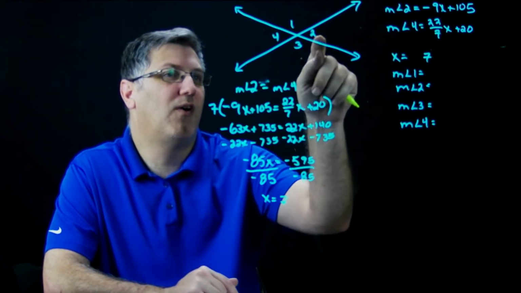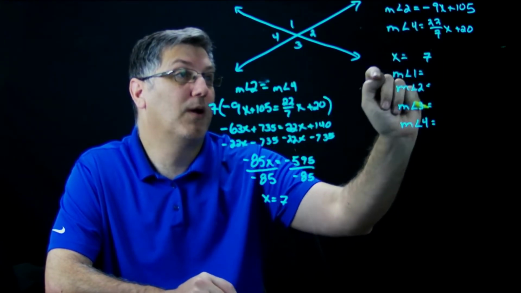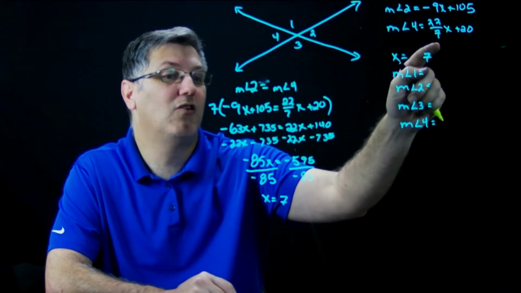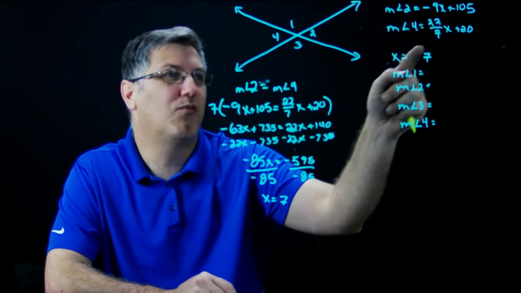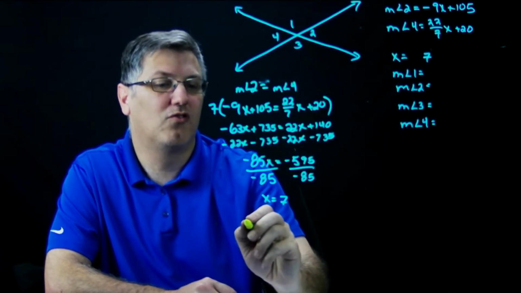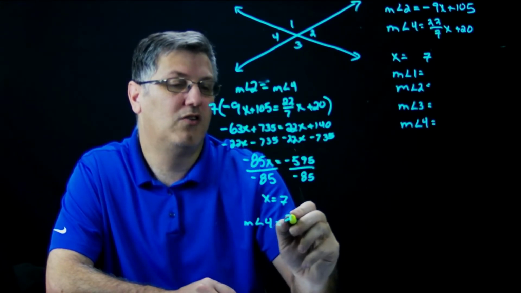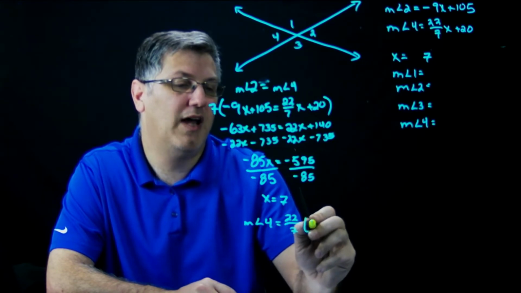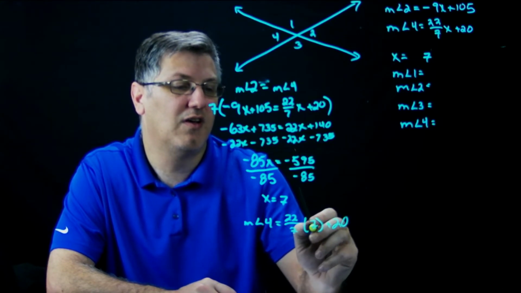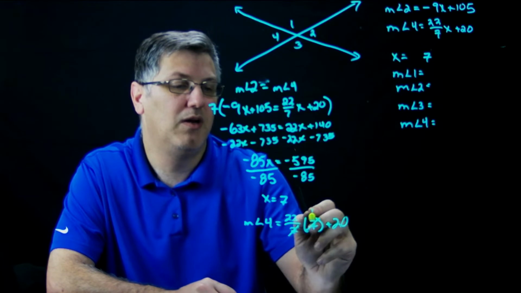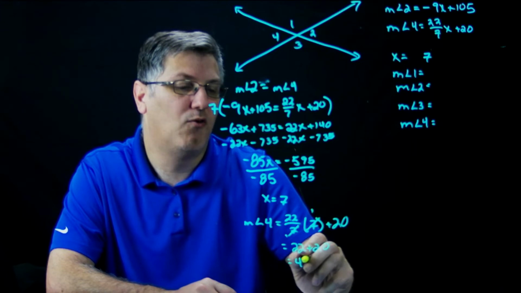Now, let's see what we can figure out. All right, so if I know angle 2, then I know angle 4 because the measurements are equal. So I'm going to look at these two and pick which one I want to plug my x back into. Well, I don't want to deal with the fraction. Actually, let me show you how to deal with the fraction. Let's do the measurement of angle 4. So the measurement of angle 4 equals 22 over 7 times my x, which was 7, plus 20. Well, hey, 7 and 7, this is 7 over 1. These cancel out and become a number 1. This gives me 22 plus 20, which gives me 42 degrees.